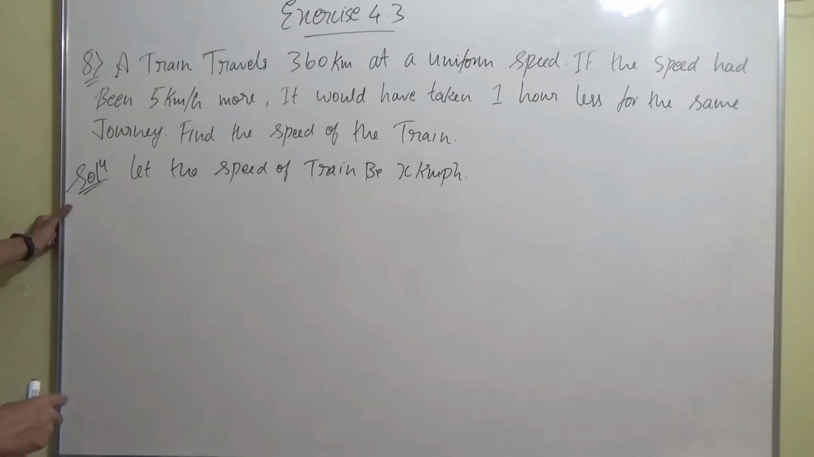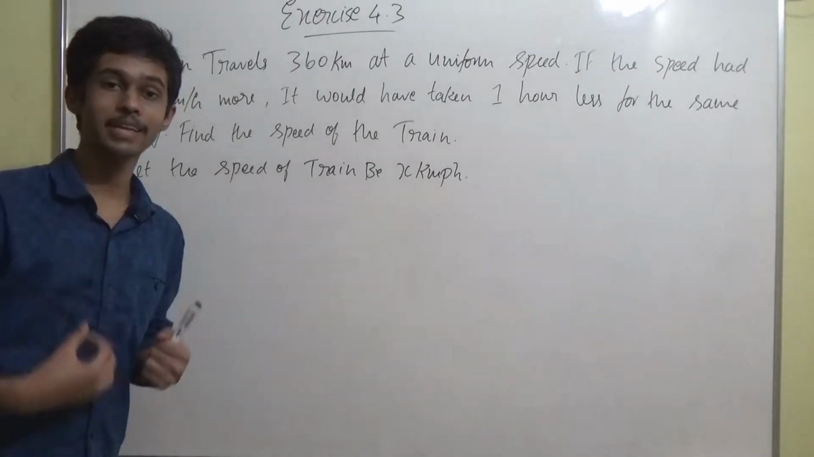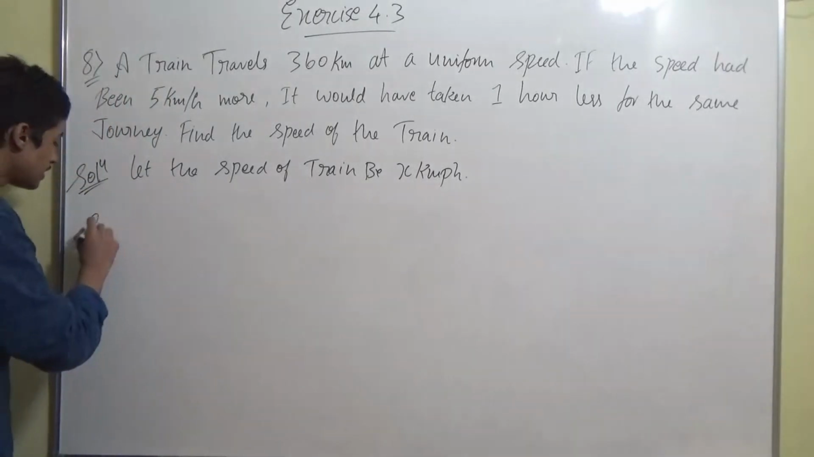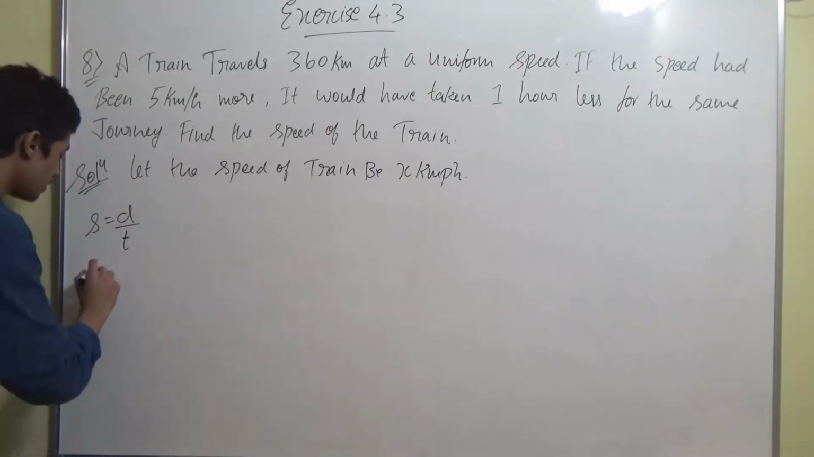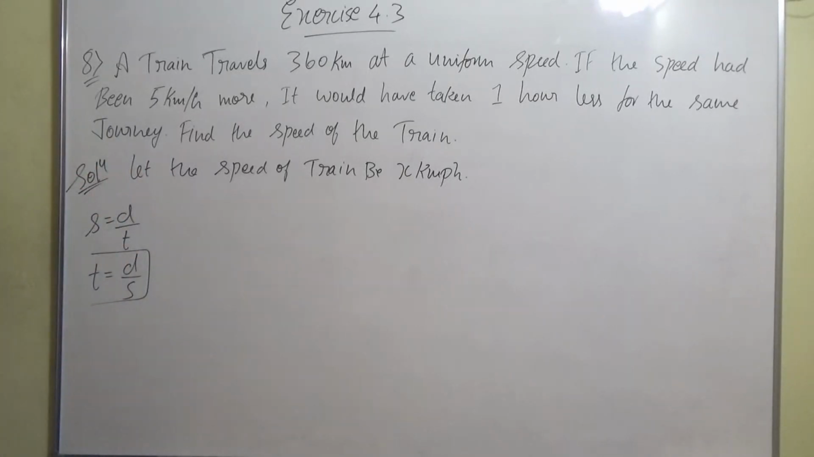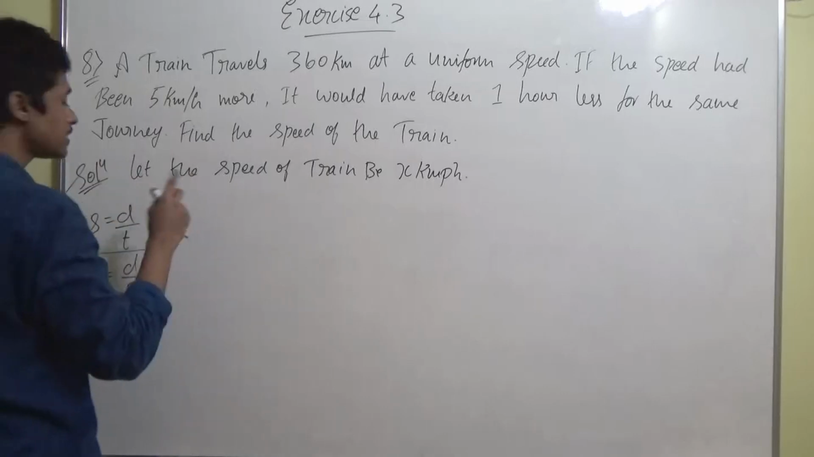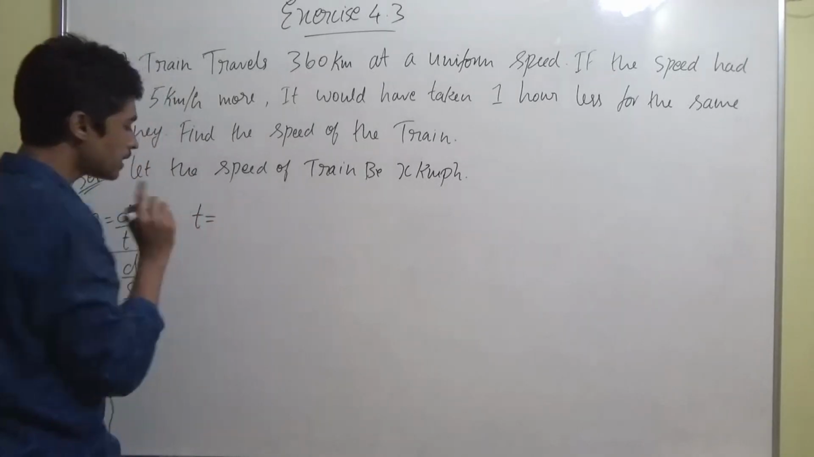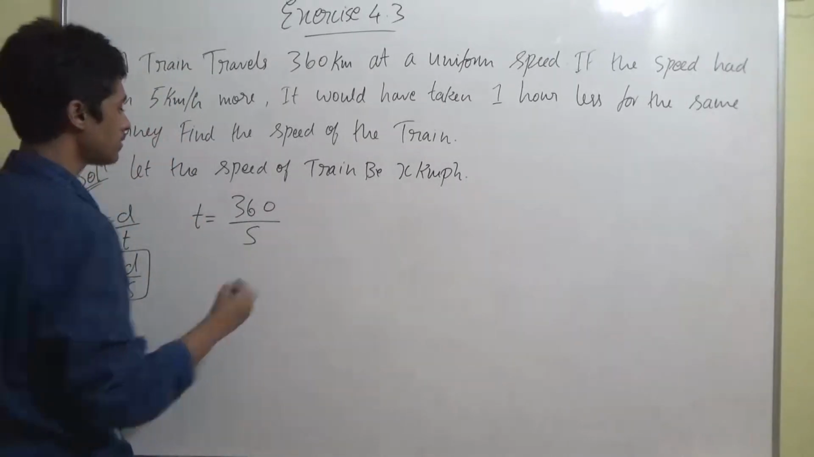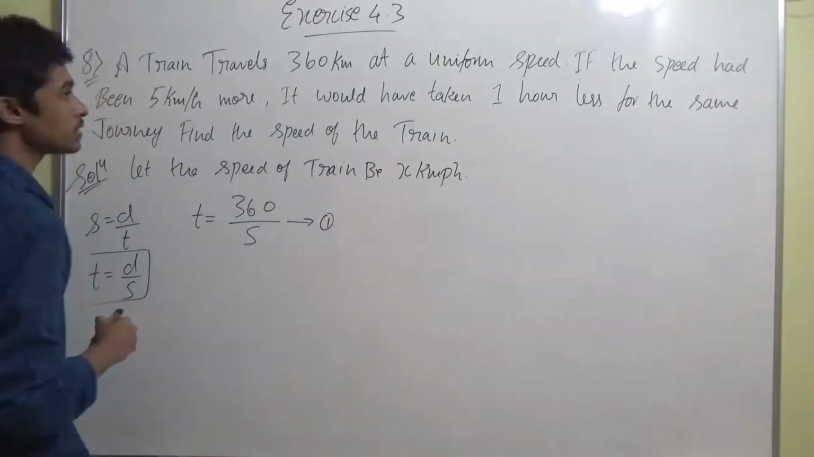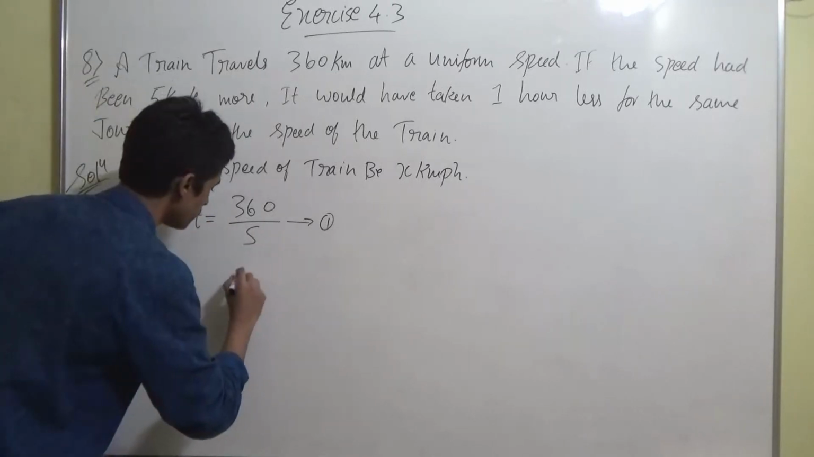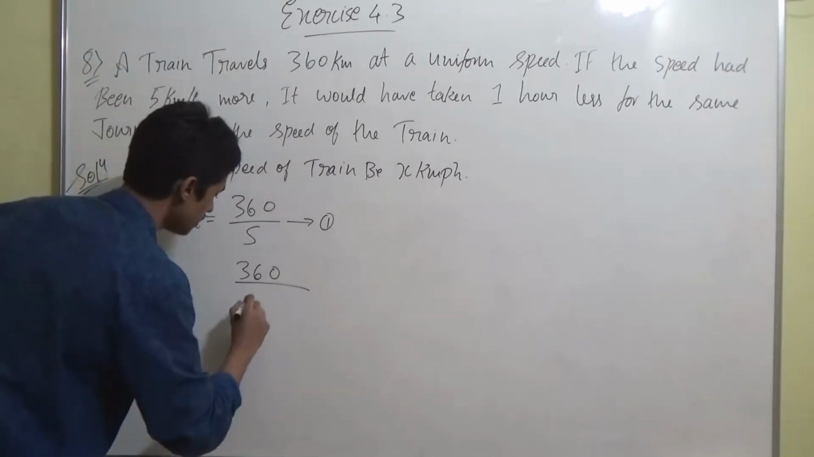Now let's look at the condition. In this type of questions, guys, where speed, distance and time are involved, as I said, a very important formula of physics will be used, that is speed equal to distance by time, or time equal to distance by speed. This is the formula we'll be using for this question. They are telling us the distance is 360 kilometers, right? So they are telling it took t time to travel 360 kilometers at s speed. Getting it? This is one equation. And one more equation we'll get because they are saying the speed had been 5 kilometers per hour more. If it was 5 more, that is for the same distance, this is s, right?